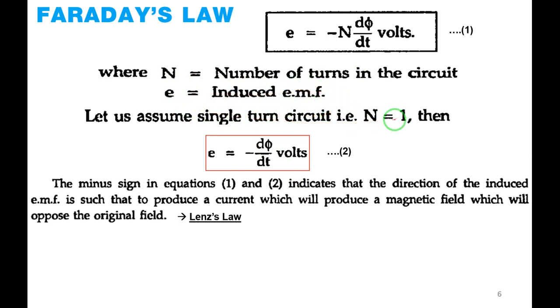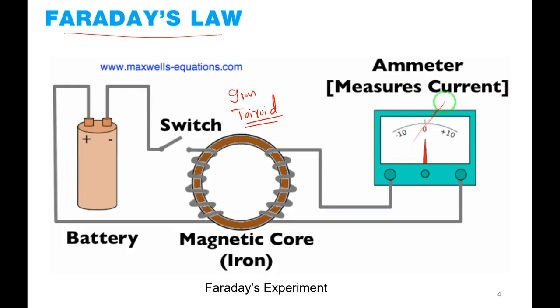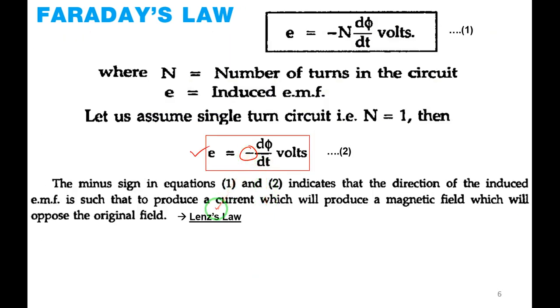Suppose we assume that N is equal to 1, only one turn, then E is equal to minus d phi by dt volts, right? And this minus sign indicates that the current that is generated in the other part of the circuit will oppose the original field, hence that minus sign is coming. So this is given by Lenz's law. The same thing has been written here: the minus sign in equations 1 and 2 indicates that the direction of the induced EMF is such as to produce a current in the other part of the circuit, which will in turn produce a magnetic field which will oppose the original field. This is rightly termed Lenz's law.